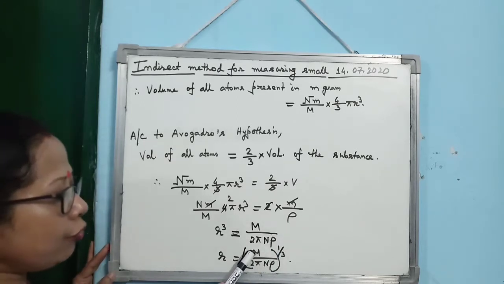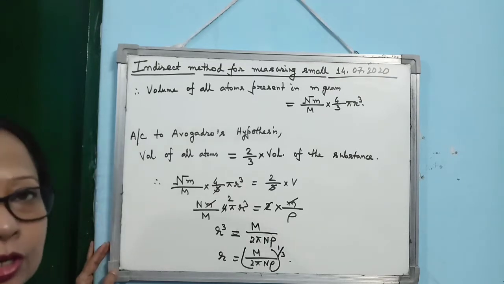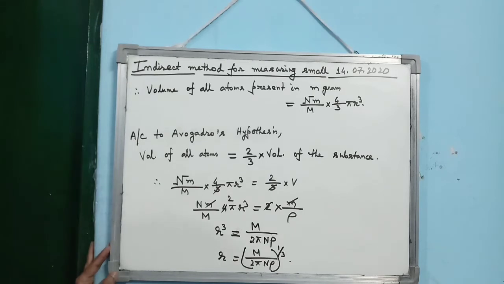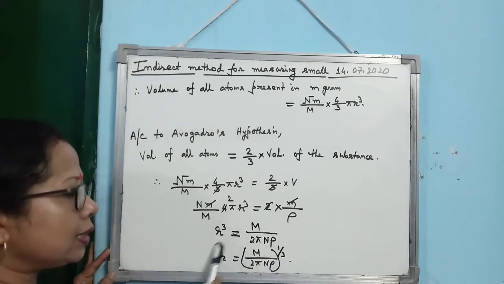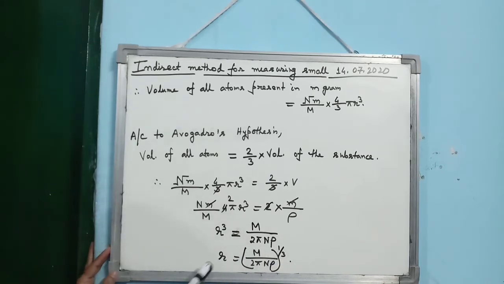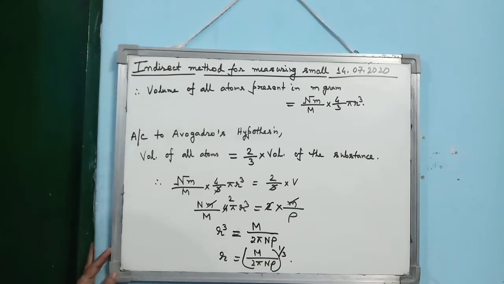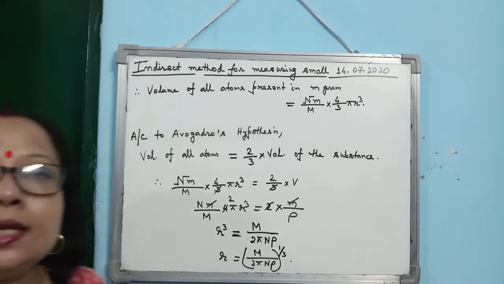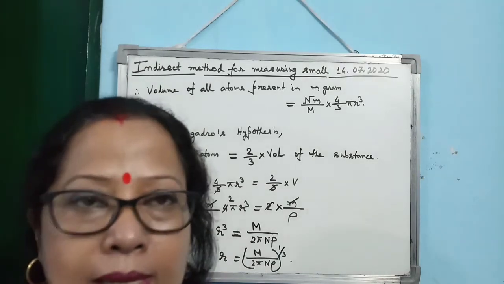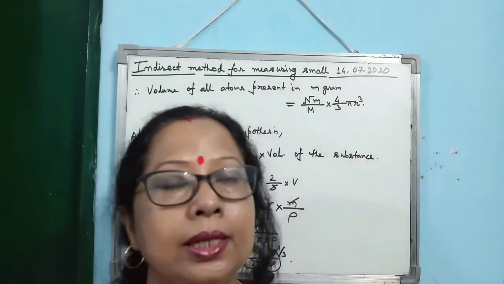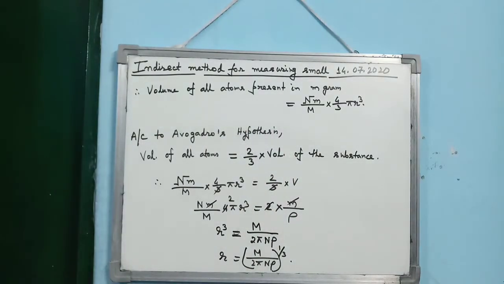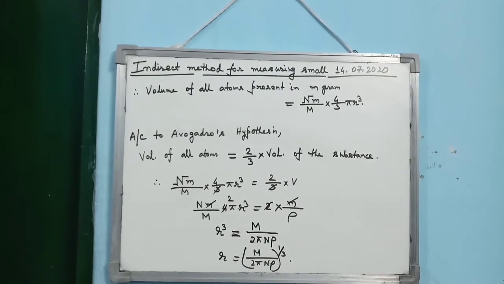So if you know the molecular weight of the substance and the density of the substance, then substituting their values in this formula, you can find the radius of an atom. Meaning you can estimate the size of an atom. So this is the way, by using the Avogadro hypothesis method, one can find the size of an atom, which is of the order of 10 to the power minus 10 meter.